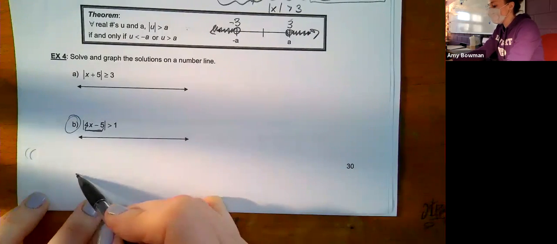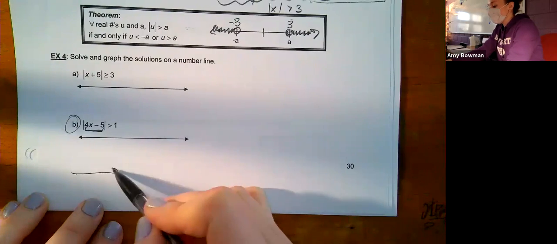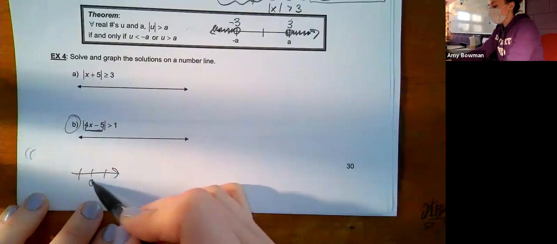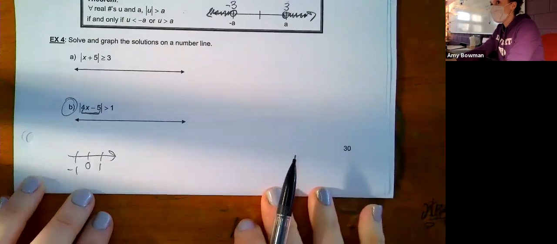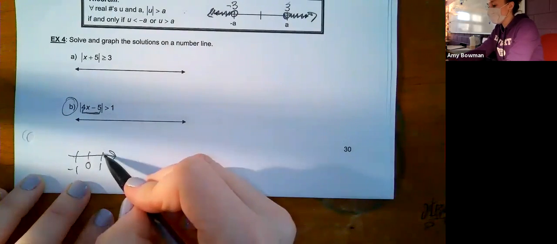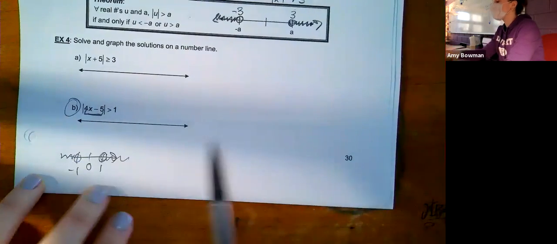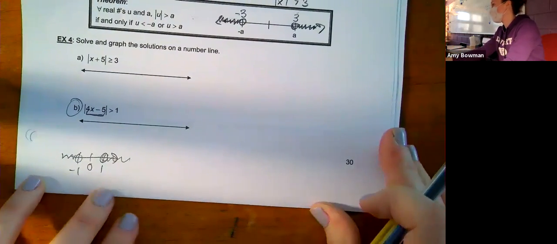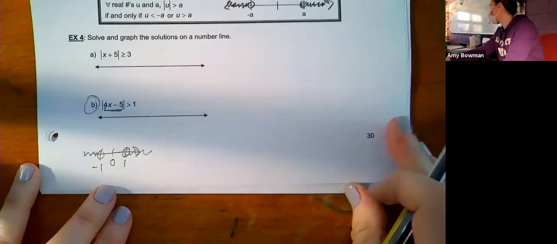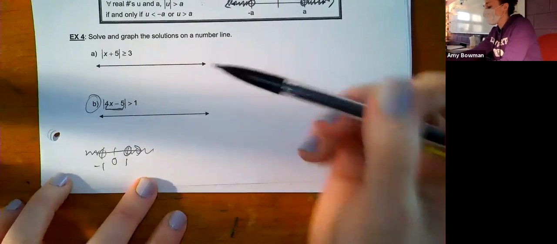And if you need to visualize the number line, do it. So if I've got 1 and negative 1, 4x minus 5 has to be over here or less than negative 1. But that's 4x minus 5, not x itself. So you just have to figure out what x itself would be. So you're going to set up your two inequalities.